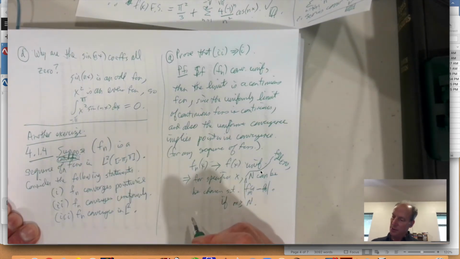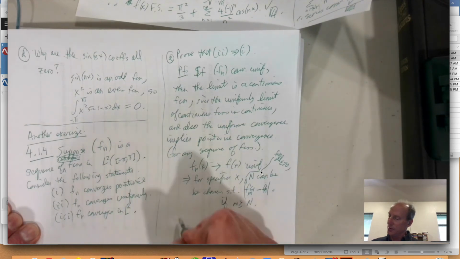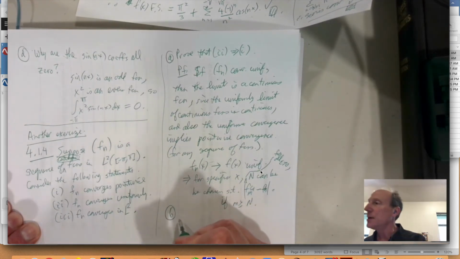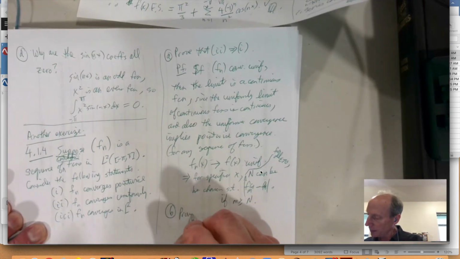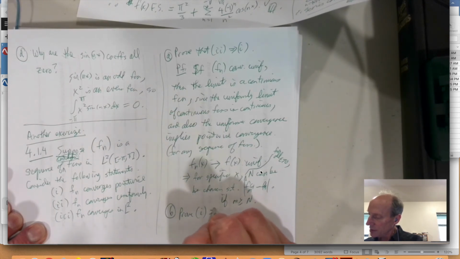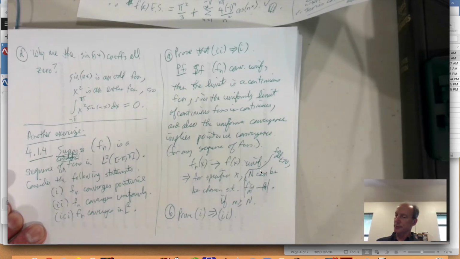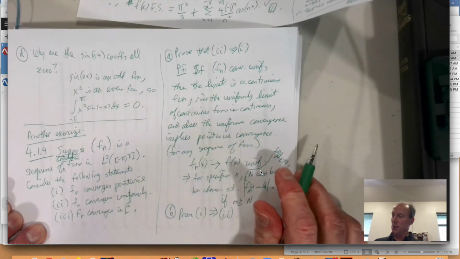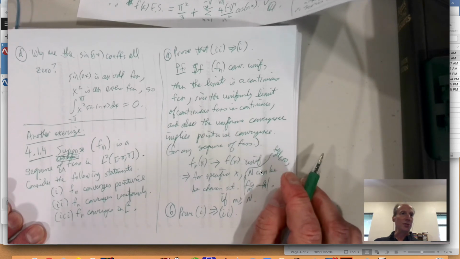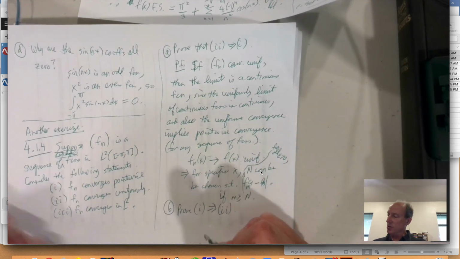And then let's see, that was A, and then B, prove 1 does not imply 2. Well, we just need to give an example of a sequence of functions that doesn't converge uniformly, but it does in L2.